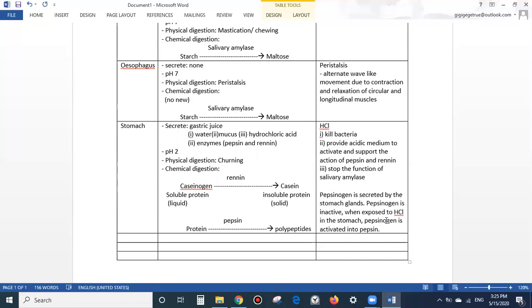Once the pepsinogen has been produced, it will flow out of the cell and into the stomach cavity. Once it's in the stomach cavity, it's exposed to HCl, then it is activated. Only then does it start the job of digestion. You don't want it to digest the very cell that produces it. Okay?